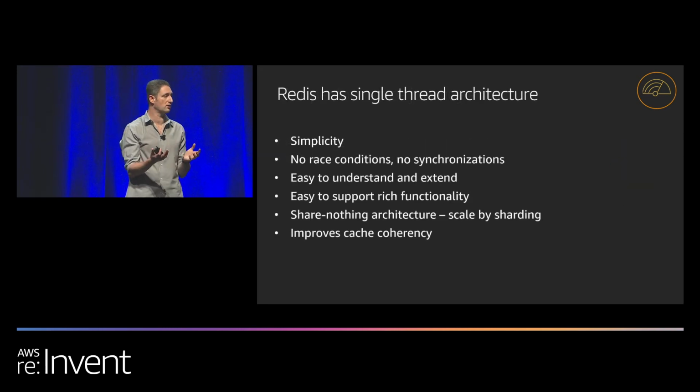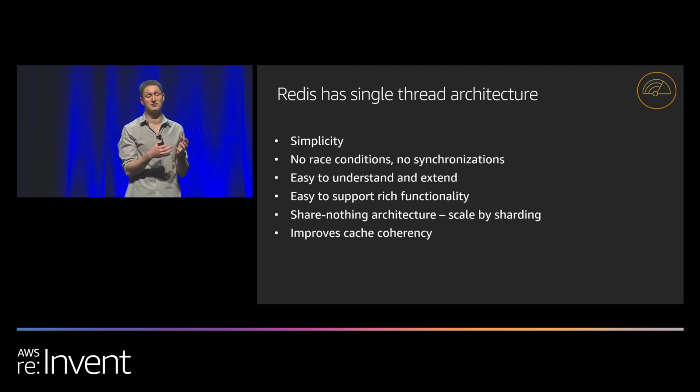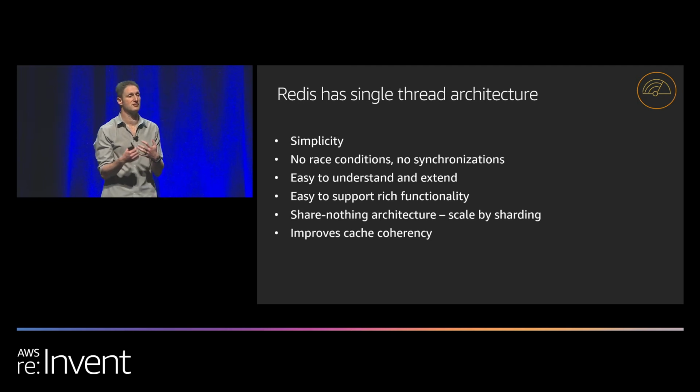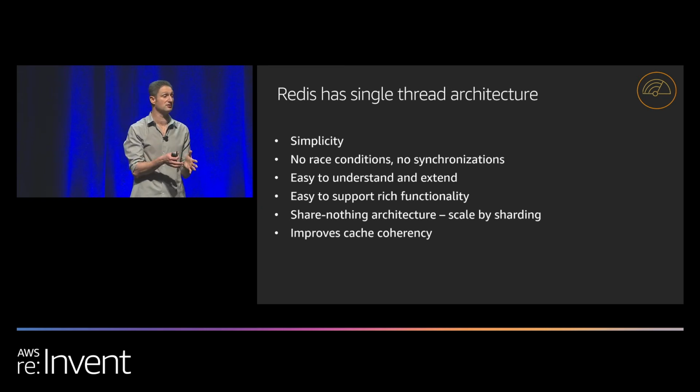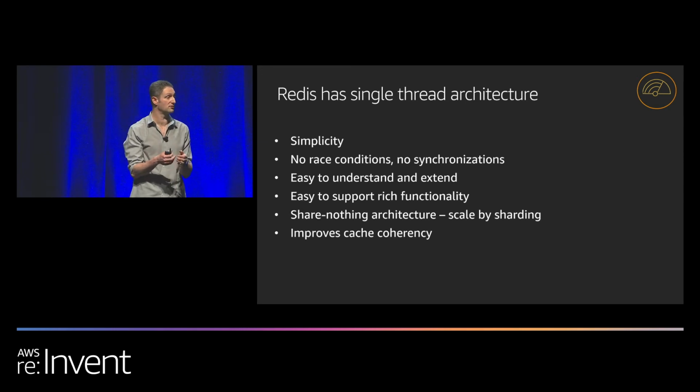Some of you may already know this: Redis is a single-threaded architecture, and it has a lot of advantages. It's simple. There are no race conditions, no complex synchronization mechanisms. It's easy to extend and easy to understand, and it's easy to support this rich functionality, which is part of what makes Redis so popular. It also has a shared-nothing architecture, which means you can scale by sharding and horizontally. And it improves cache coherency because data is not bounced between different CPUs.